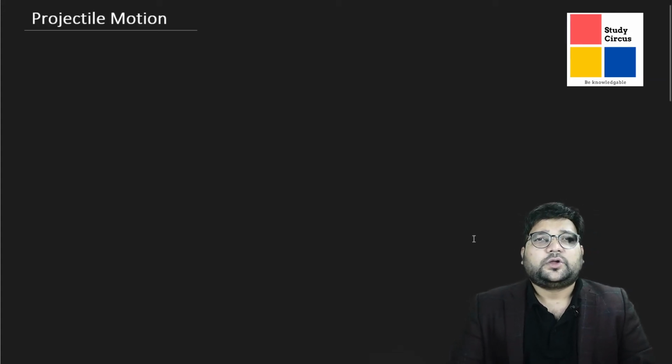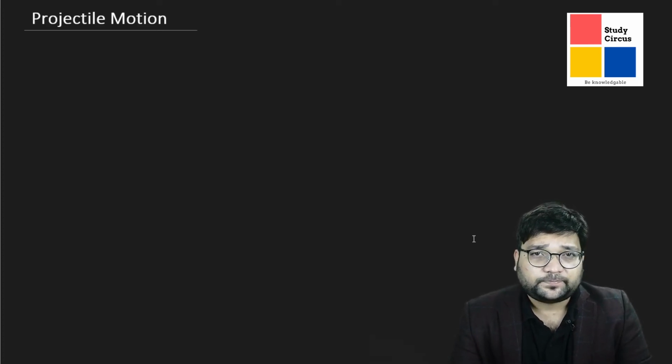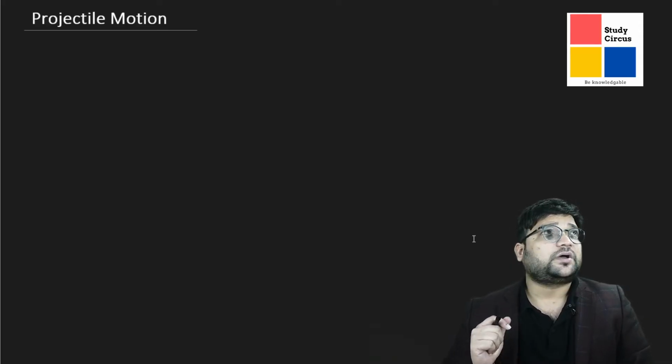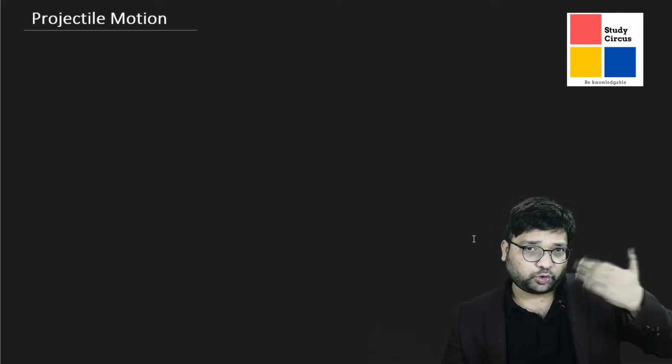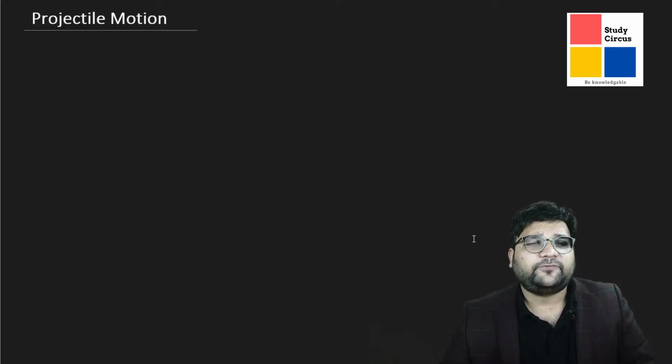Hello friends. So today we are going to see about projectile motion. First of all, we'll see what is a projectile. Projectile means something that has been thrown. That is the projectile. If we throw the ball at an angle like this.